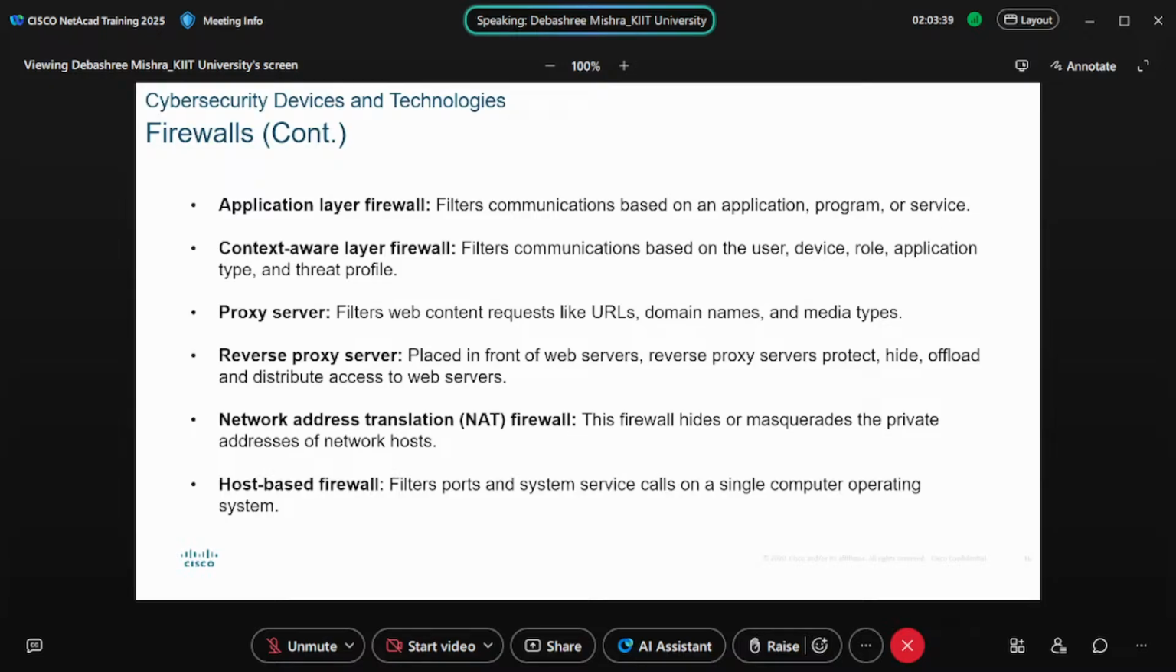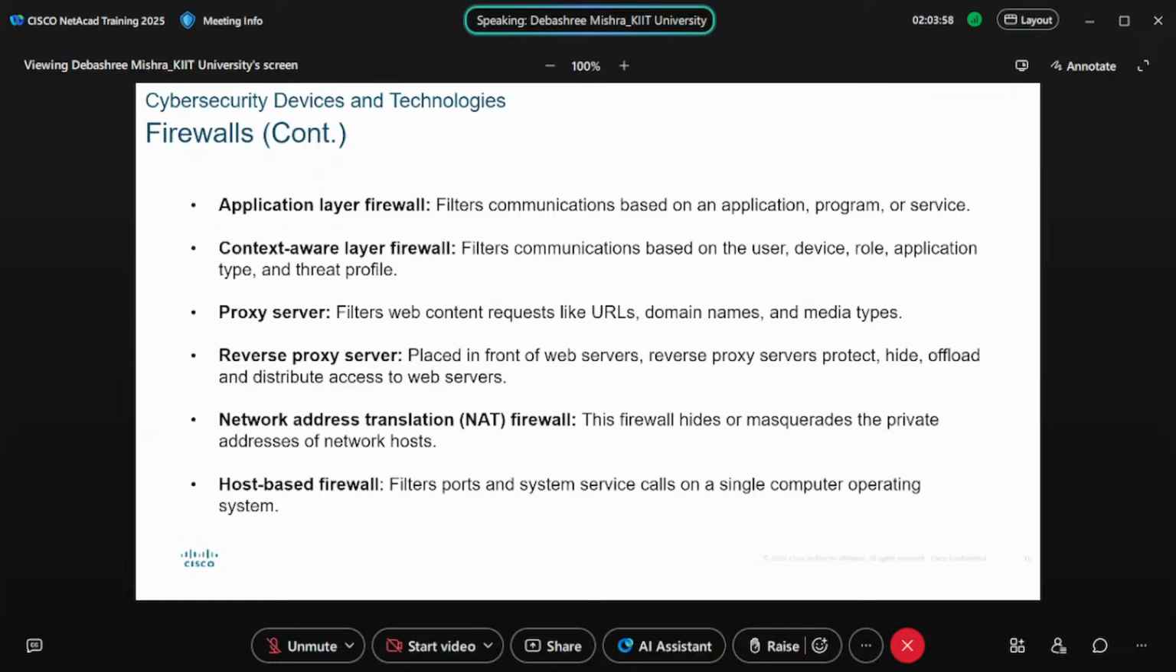Next is your proxy server. Again, it filters the contents of the URL, the domain that you are using, or any media types that you are using. Next is your reverse proxy server. In this one, the websites and the reverse proxy will be taken into consideration. Next is your NAT firewall. This firewall basically hides the private address of the network host.